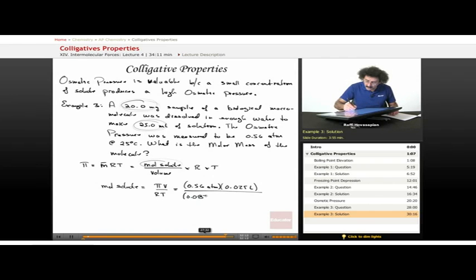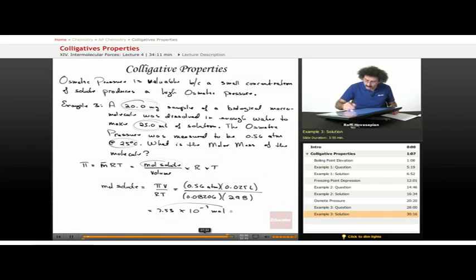Over 0.08206 liter atmosphere per mole Kelvin. I'll leave that off. And 25 degrees Celsius. Yes, 25 degrees Celsius. In Kelvin, it is 298. Is that right? Yes, 298 is correct. So the moles of solute equal 7.53 times 10 to the negative 7 mole. Very, very, very tiny amount.